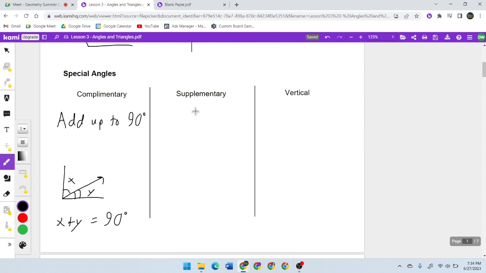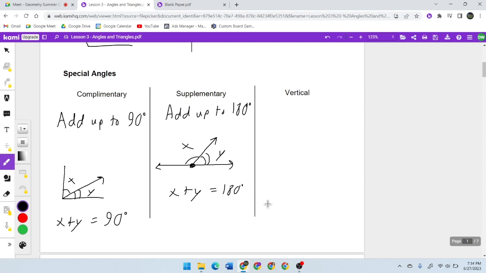Next, we have supplementary angles. These are angles that add up to 180 degrees. Here's an example that looks like that. Notice this is a straight angle. If I add an extra line right there, and I call this angle x and this angle y, then x plus y is equal to 180 degrees.